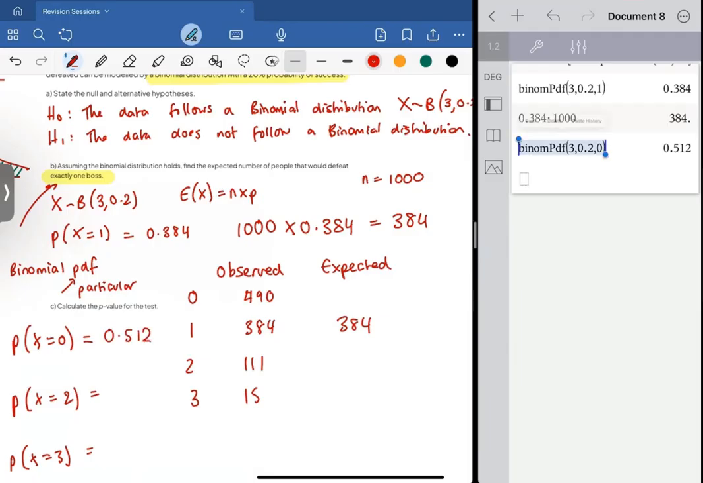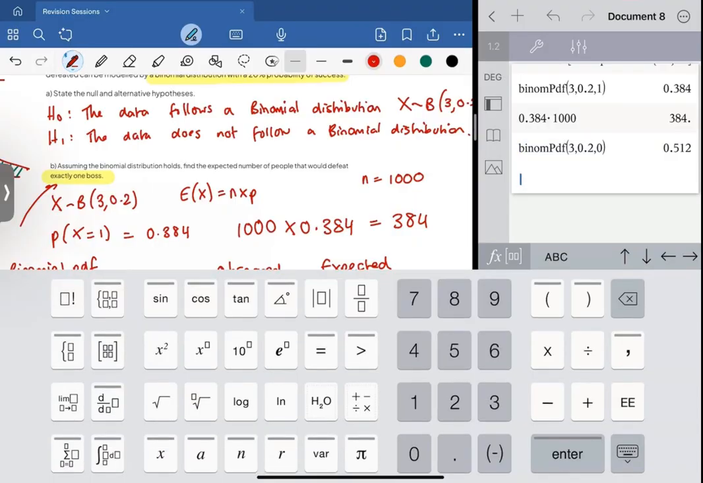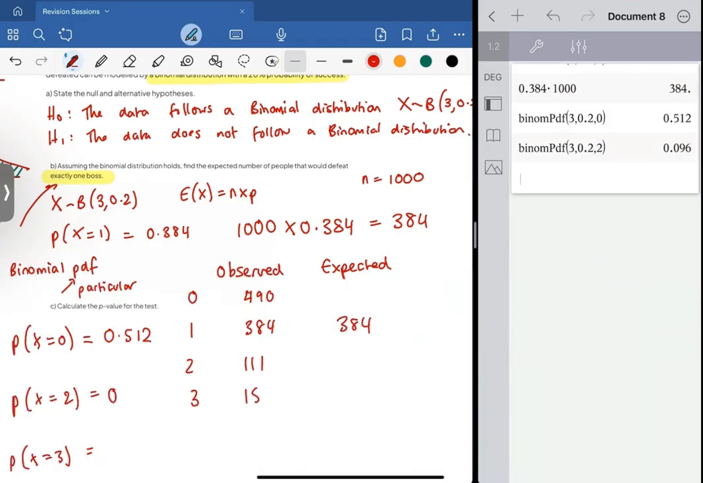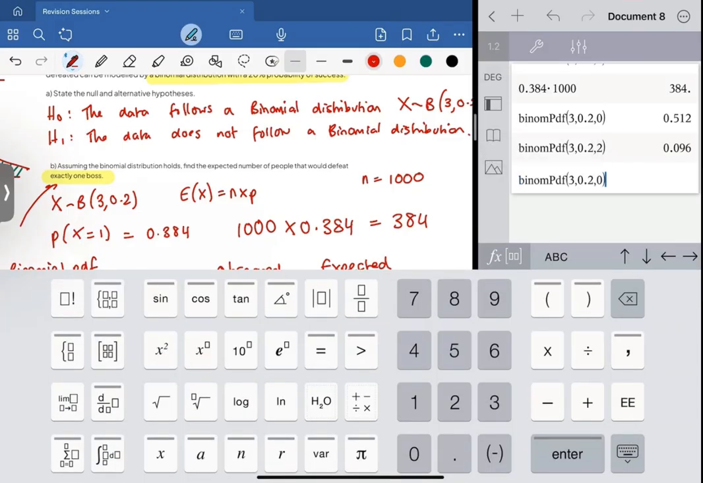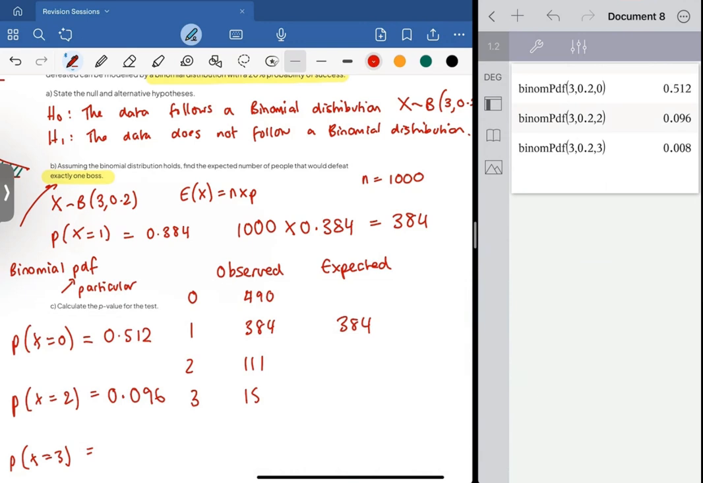2 bosses. I wonder if I can go back and copy this. Paste. Oh, I can. I'm going to go back and just type in 2 bosses. 0.096. And let me copy that one more time. Nice little time save here. What's the chance that I beat 3 bosses? 0.008.